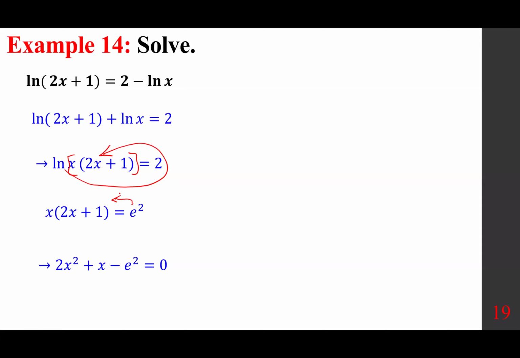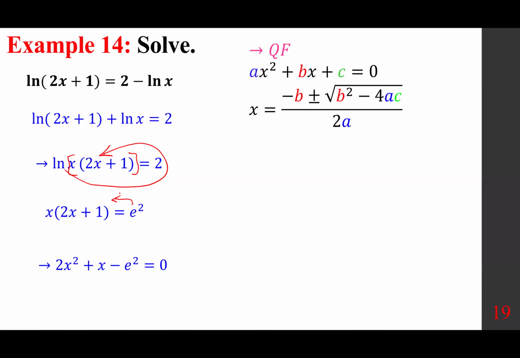So how do we solve that? We are going to use the quadratic formula, and everybody remembers ax squared plus bx plus c equal to 0. x is minus b plus minus the square root of b squared minus 4ac over 2a. So if that is the case, what is a here? 2. What is b here? 1. What is c here? Negative e squared. So just plug in. We are going to plug in.